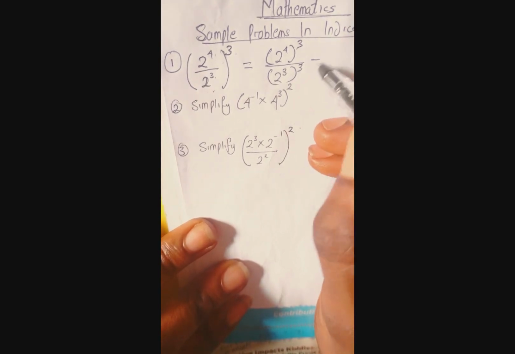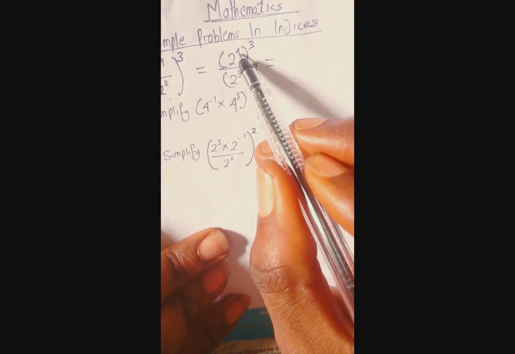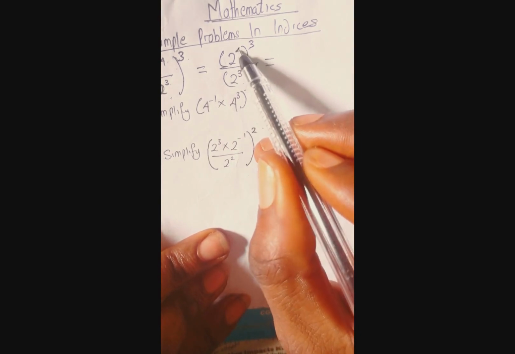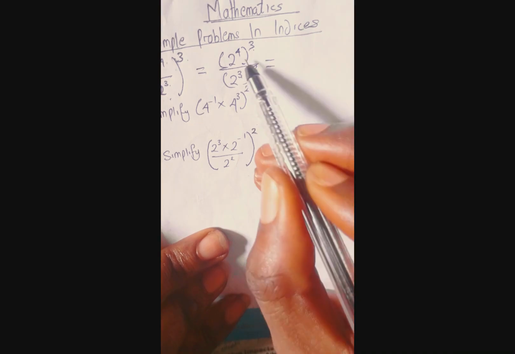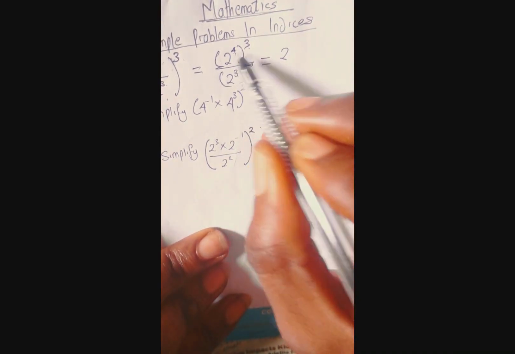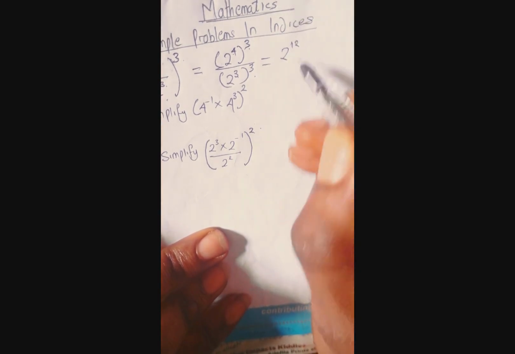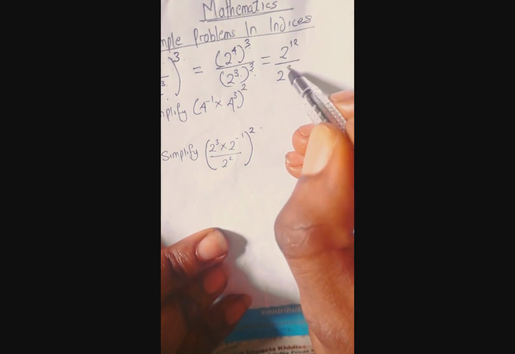So from this we can apply the product of our power. That is the power of a power law. This is one power, this is another power, this is one power, this is another power. So this is going to be 2, and the law says you multiply the powers. 4 times 3, and that's 12, over the same thing here. That's 2 raised to power 3 times 3, that is 9.